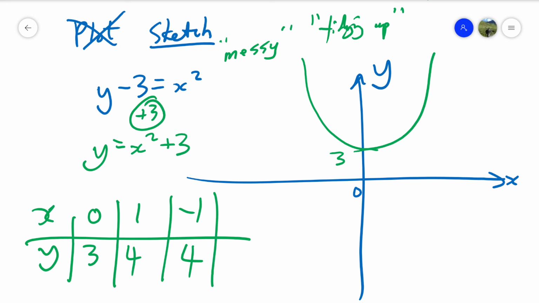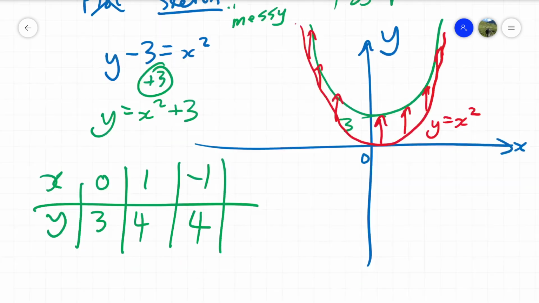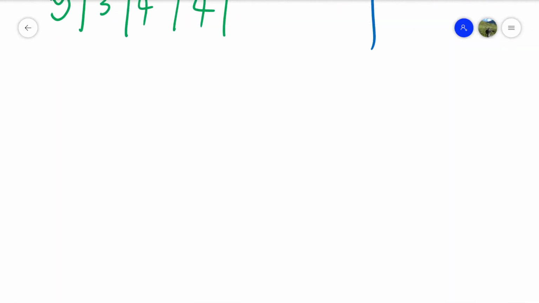Or, and that's a great way, you might just know what it looks like because, maybe you might use this as an explanation. You might say, well, it's like the graph y equals x squared, but notice the y has 3 added to it, which means that every value of y is 3 higher. So effectively the graph has been raised by 3. There we go. Next question.